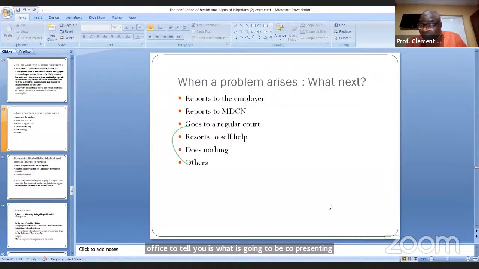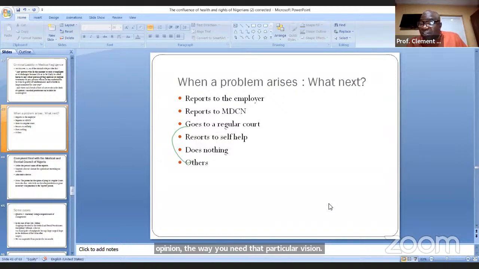They can report to the medical council. Those who are not too nice report to the medical council. When they go to the medical council, their aim is not really to collect money from you. It is to serve as a deterrent to other doctors, so that they don't punish other patients the way you punished that particular patient. Then some can go to a regular court.